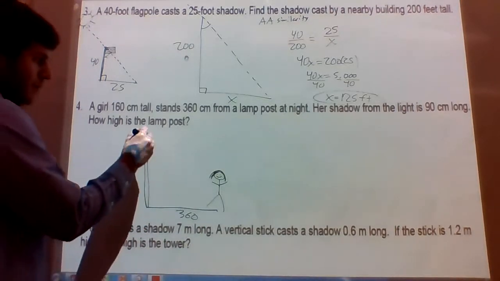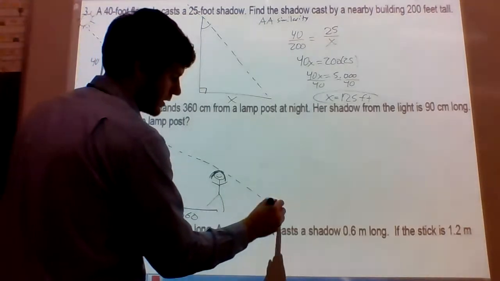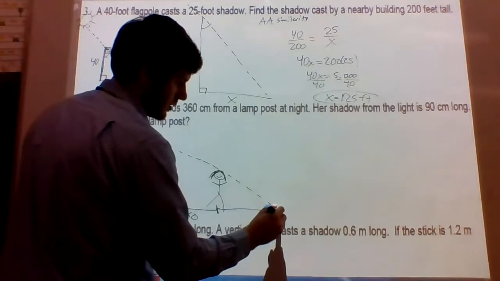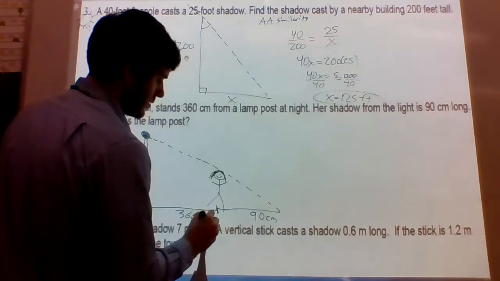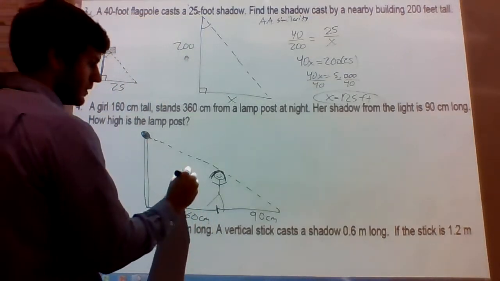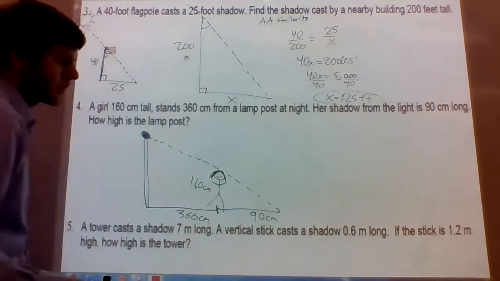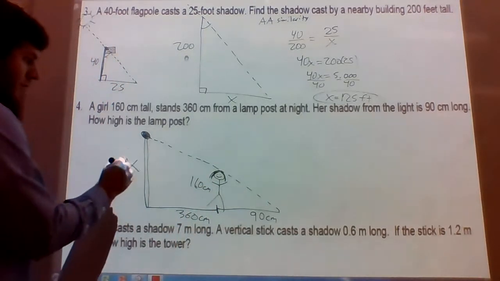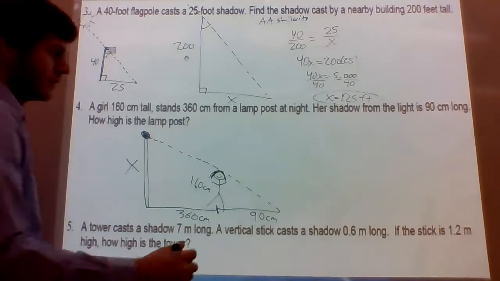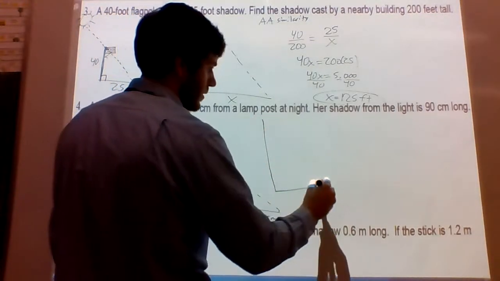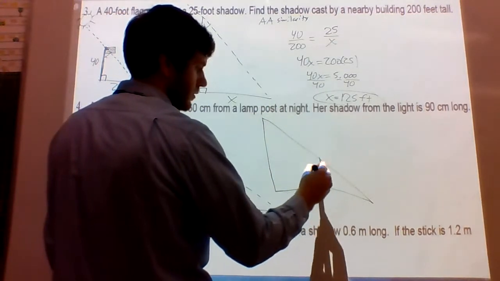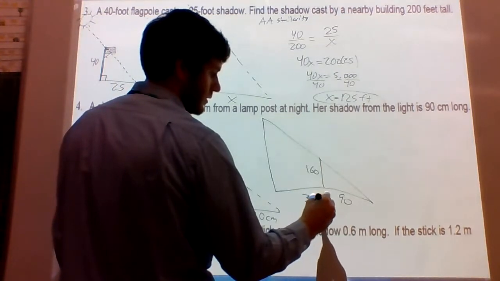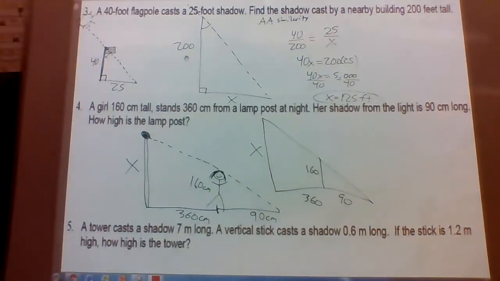Her shadow, so the lamppost emits light, which is going to cause a shadow on the ground. And that shadow is 90 centimeters. She was 160 centimeters tall. Okay. How high is the lamp? That's going to be our x. So if I were to draw this again, with just triangles, just lines, we have 160, 90, 360, and x. Okay, and the question is, what's the value of x?